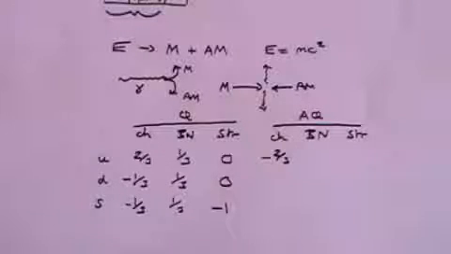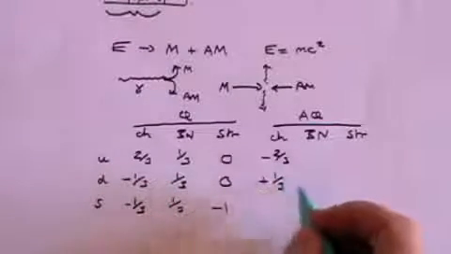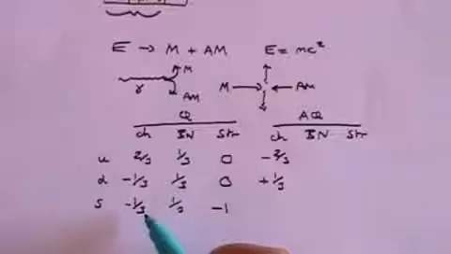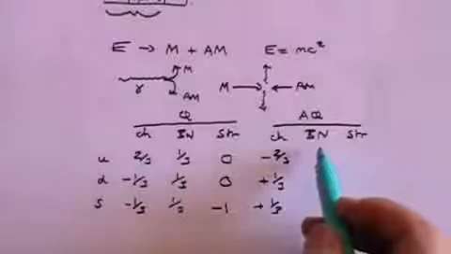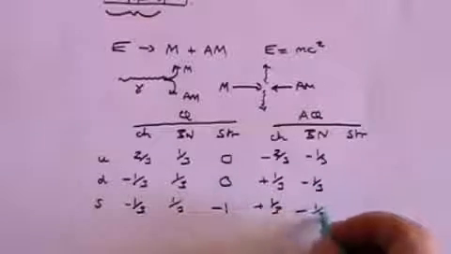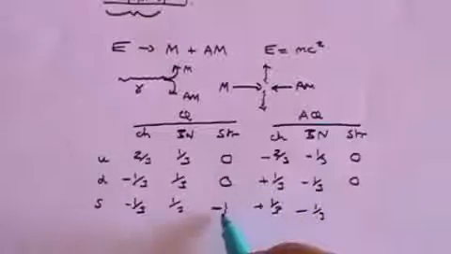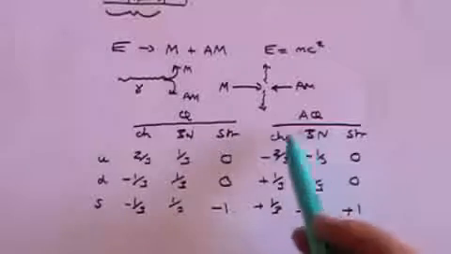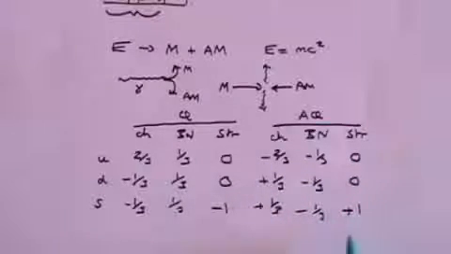I hope I've already pointed that out in the text on the video before we got here. Big mistake, that's -1/3 as a charge for the down quark. So the anti-down quark has the opposite of this, which is +1/3. The anti-strange quark has the opposite of -1/3, which is +1/3. The baryon numbers are -1/3, -1/3, -1/3, the opposite of the quarks. And the strangeness is 0 and 0, and now the opposite of -1, +1. So these are the charge, baryon numbers and strange numbers of the anti-quarks.